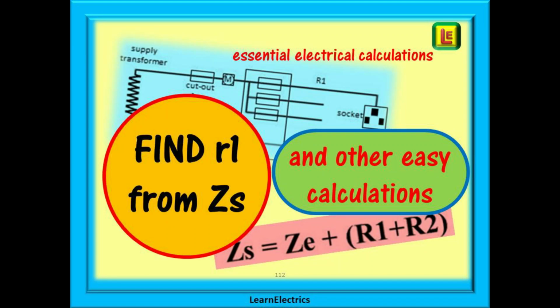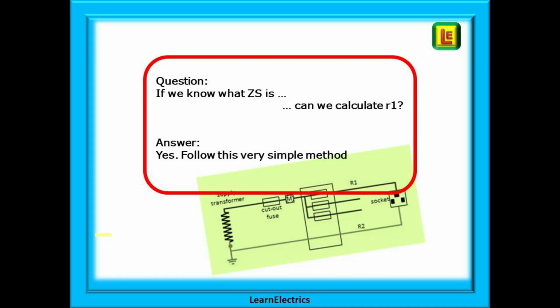In this video from LearnElectrics, we will look at some very useful and easy calculations. We've often been asked the question, if we know what ZS is, can we calculate the ohms value of R1 and R2? The answer, of course, is yes, and in this video we will show you how with a very simple method. As long as you know certain values, you can work out the rest.